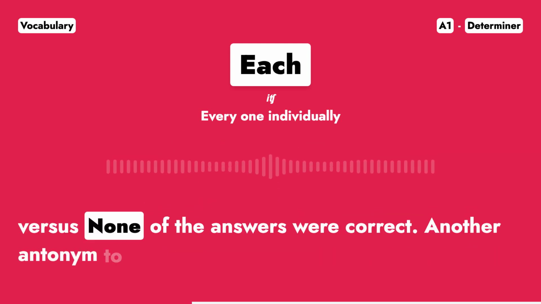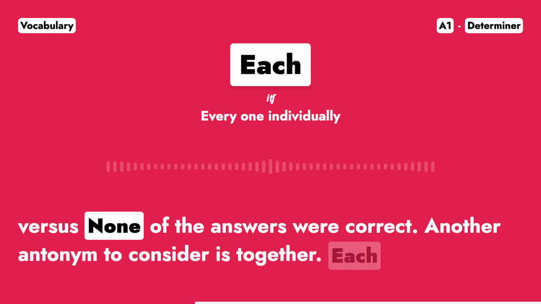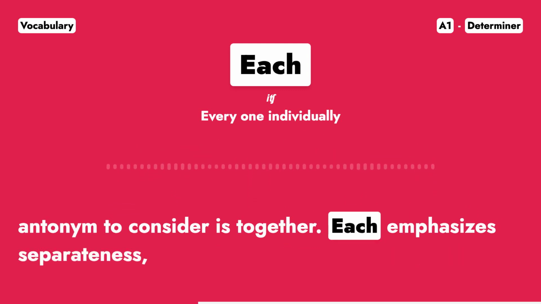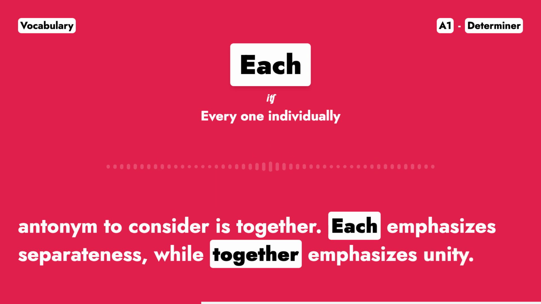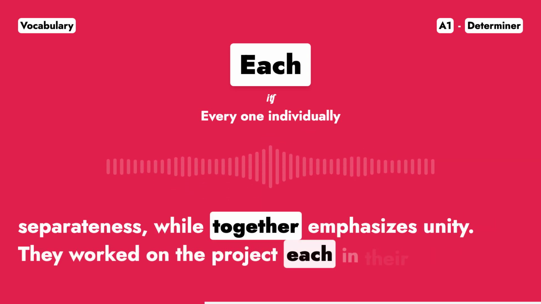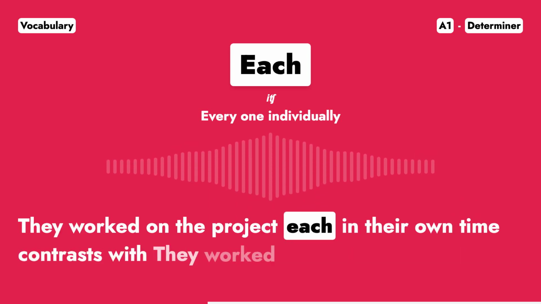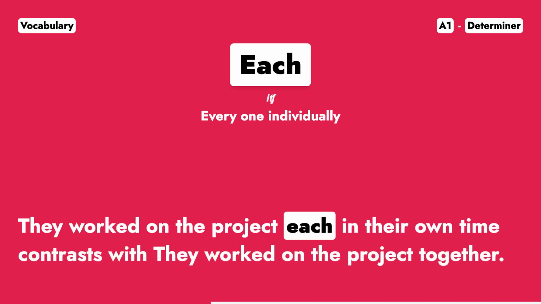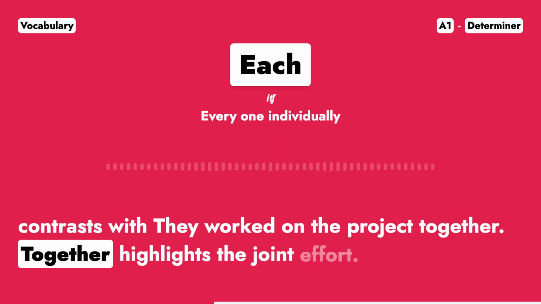Another antonym to consider is together. Each emphasizes separateness, while together emphasizes unity. They worked on the project each in their own time contrasts with they worked on the project together. Together highlights the joint effort.